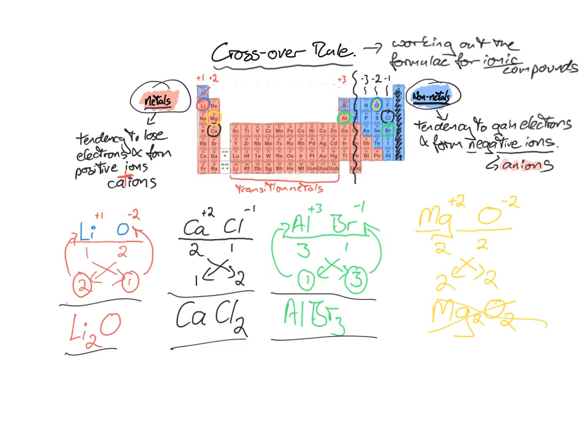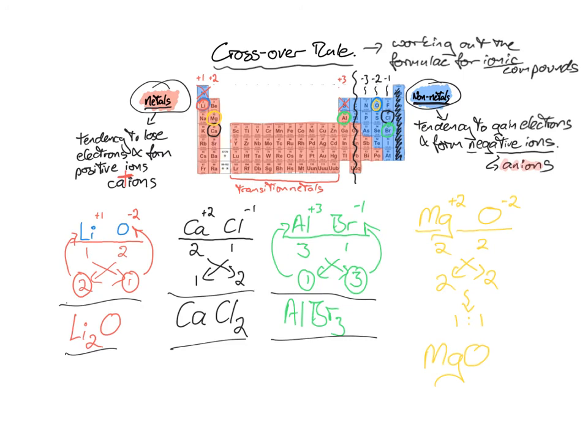What we do, we always give the simplest possible ratio. This is actually something called an empirical formula, which you will come across at some point, but we always give the simplest possible ratio. So this goes from 2 to 2 to 1 to 1. So the formula for magnesium oxide is MgO.